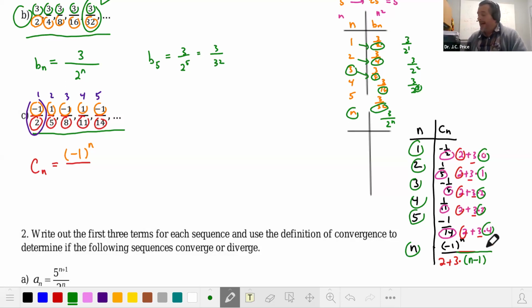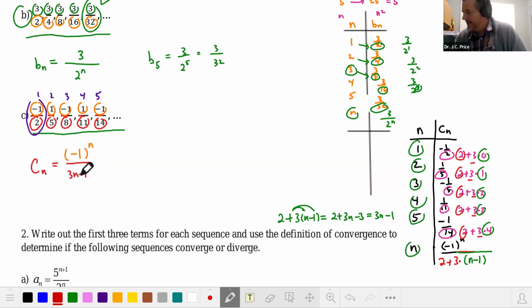And of course, you can clean that up a little bit. So over here, maybe we'll do that. So I have 2 plus 3 times n minus 1, which is really what? That's 2 plus 3n minus 3. We just multiply through by the 3 here. And so that's going to be equal to 3n, and then 2 minus 3 is a minus 1. And so now I know down here I have a 3n minus 1.